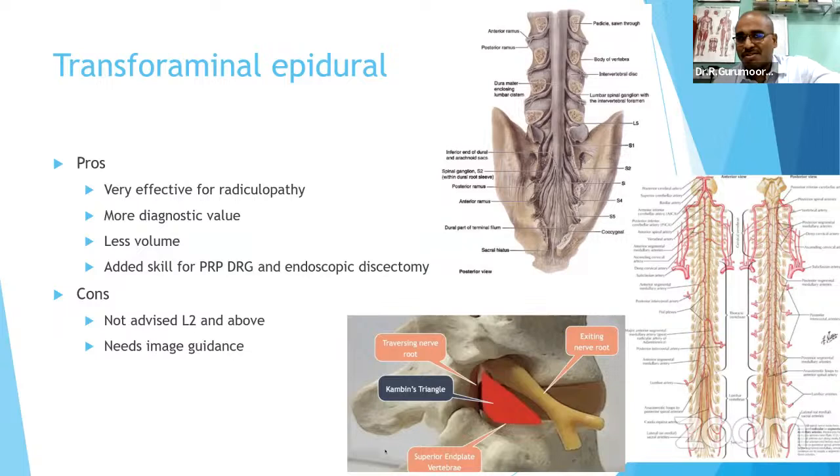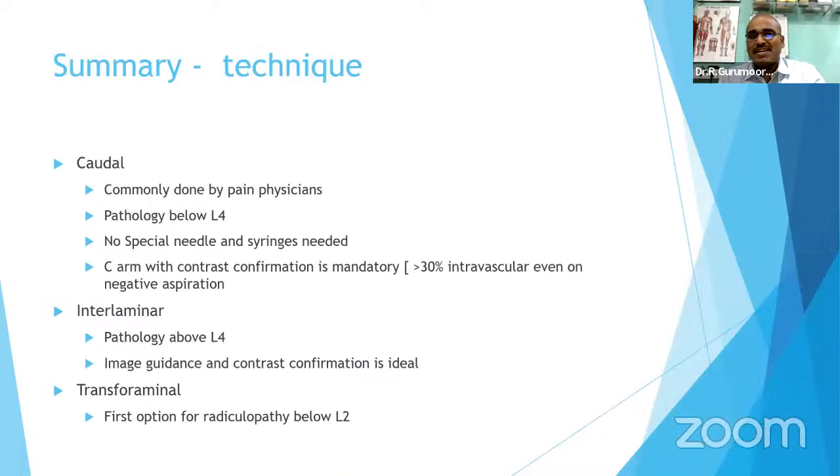Okay. Again, just a summary of technique. For caudal, it is the most commonly done by pain physicians. You have to do it for any pathology below L4. You don't need any special needles or syringes. And we need a C-arm machine with contrast control, right? For interlaminar, you can do it for any pathology above L4. Even though we can do it with a blind technique, the ideal thing is to always use a C-arm machine and contrast control.